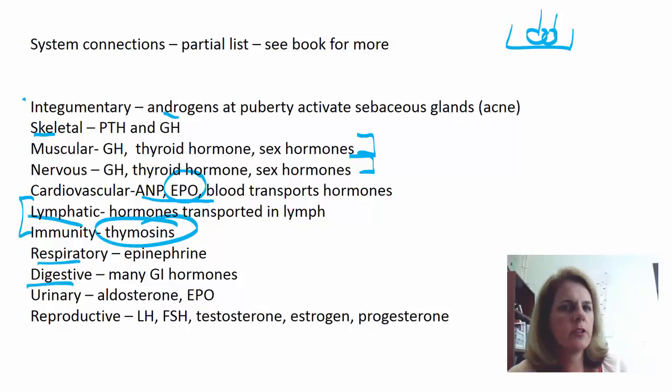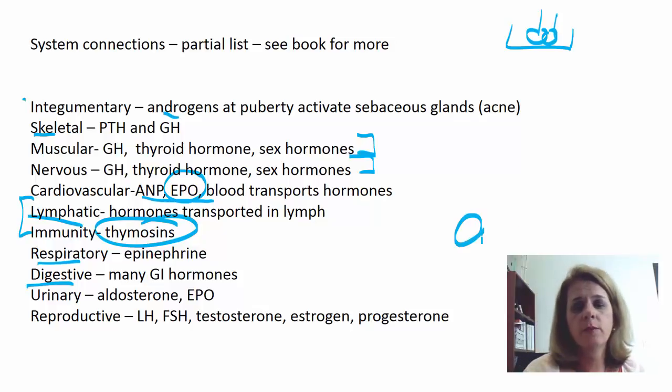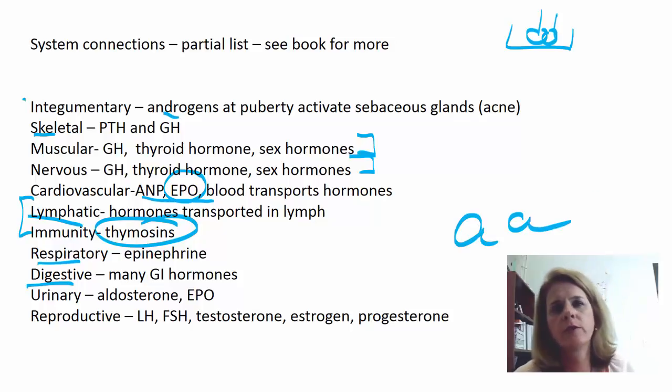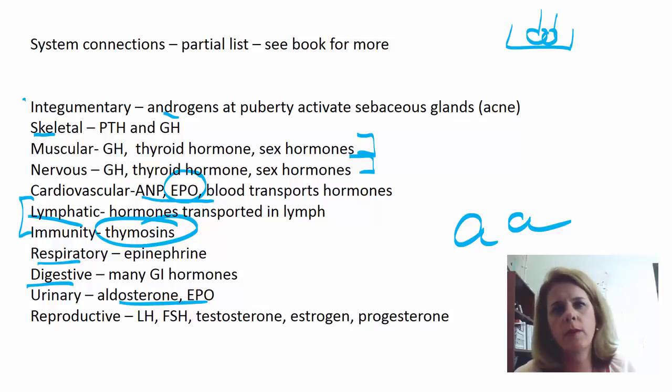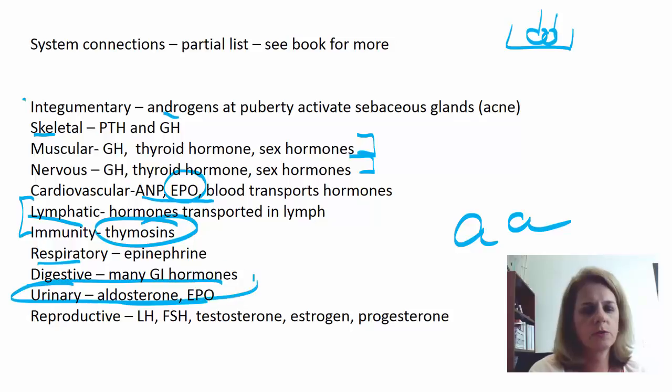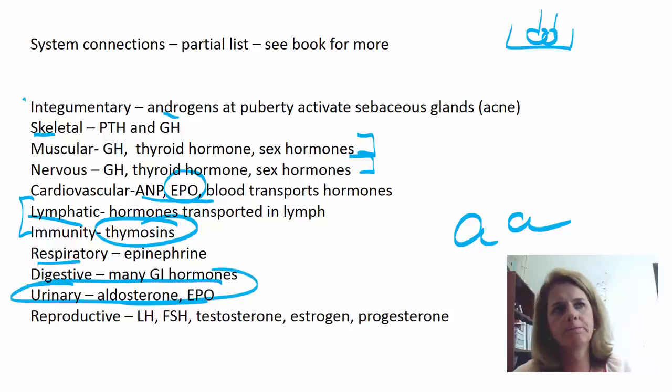Digestive, lots of digestive hormones. We'll do those in more detail later. But the digestive system will help the endocrine system by providing the nutrients you need to build the hormones. A lot of these hormones are peptide hormones, which means they're made out of amino acids. So you need protein in your diet to break down and build up these hormones. Urinary system, hormones like aldosterone and erythropoietin are made by the kidney, but then these regulate kidney function, right? So we have a lot of connections between the kidney and the endocrine system.